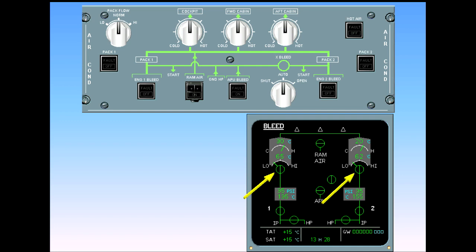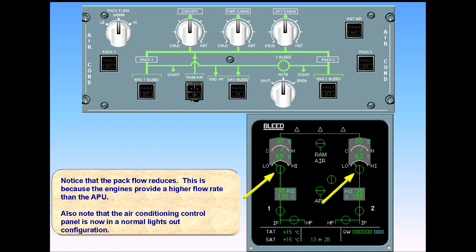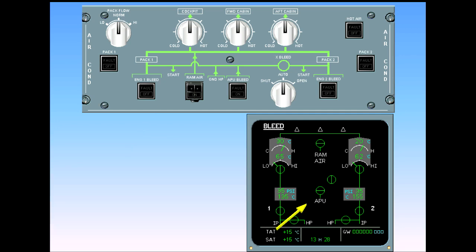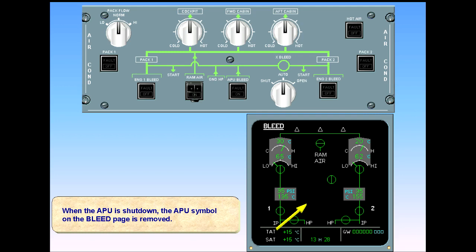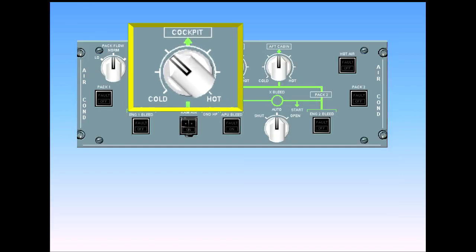Notice that the pack flow reduces. This is because the engines provide a higher flow rate than the APU. Also note that the air conditioning control panel is now in a normal lights-out configuration. When the APU is shut down, the APU symbol on the bleed page is removed. The Fahrenheit temperature scale, for UAL aircraft, reads from 64 degrees at cold, brisk, to 86 degrees at hot, toasty.